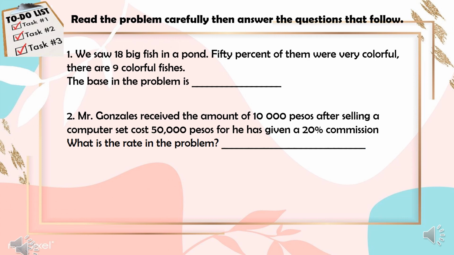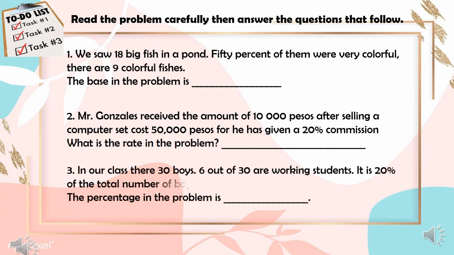50% of them were very colorful, and there are 9 colorful fishes. So the base in the problem is blank. For number 2, Mr. Gonzalez received the amount of 10,000 pesos after selling a computer set that cost 50,000 pesos, for which he has been given a 20% commission. What is the rate in the problem?